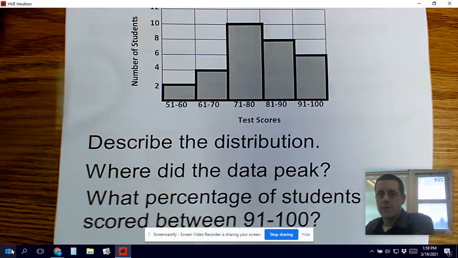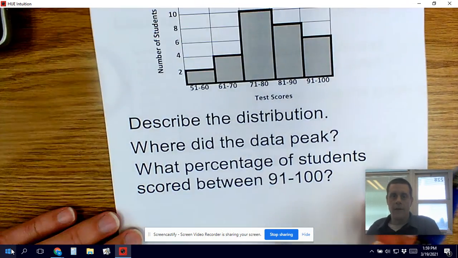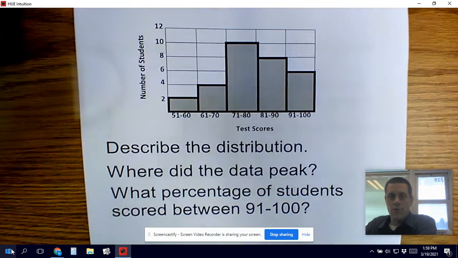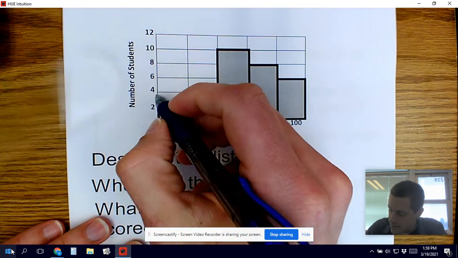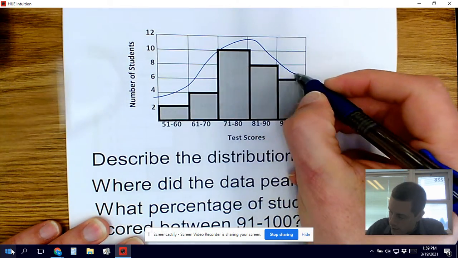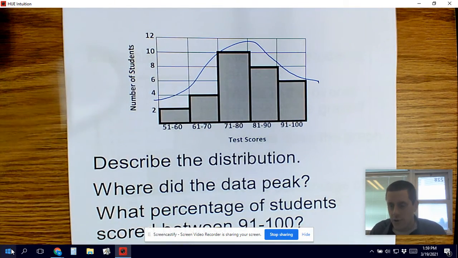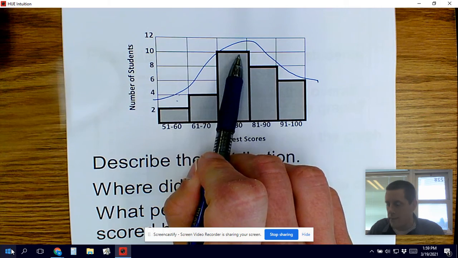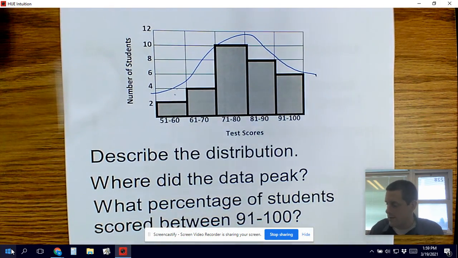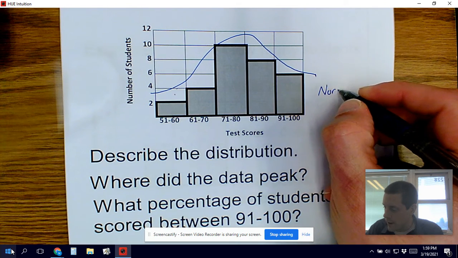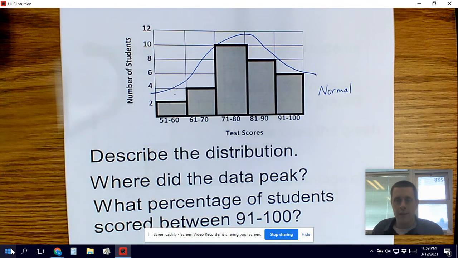So let's answer some questions about this histogram. First off, it's asking us to describe the distribution. That's the shape of the data like we talked about in a previous lesson. So if I actually drew a curve over this data, how would you describe this? We have the peak of data in the middle. We have falling to both sides. Now it's not perfectly symmetrical or normal, but it's pretty close. So I would call this mostly a normal distribution.